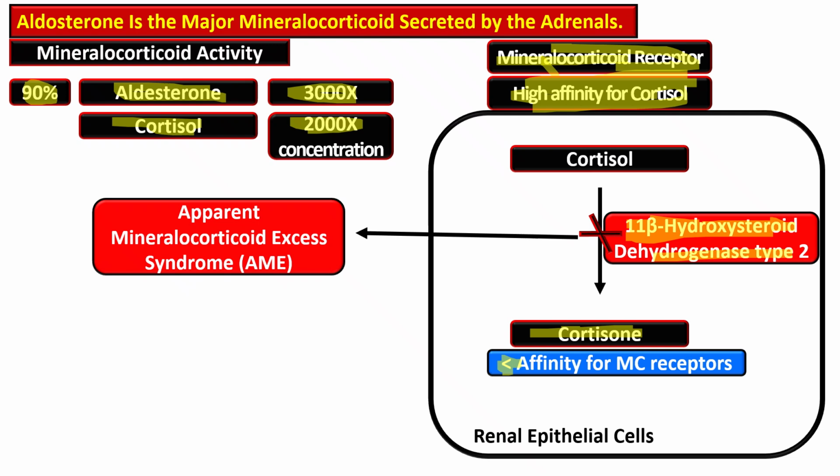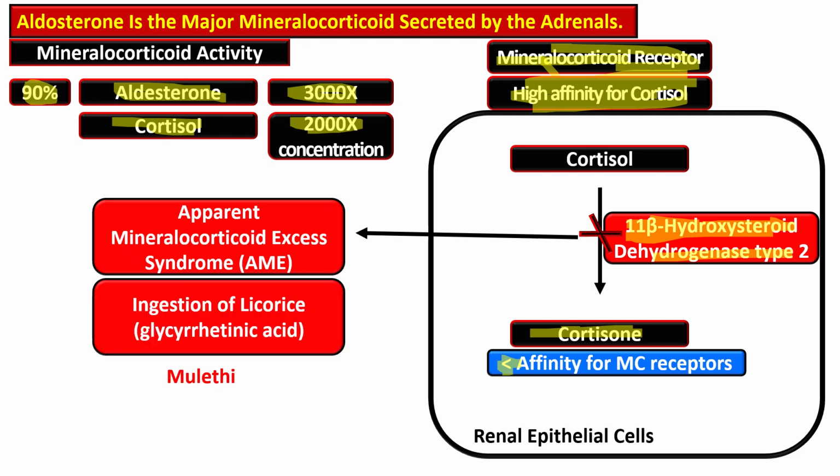So this apparent mineralocorticoid excess syndrome mimics aldosterone excess, but aldosterone is low and the cortisol is the actual culprit. The licorice, called mulethi, has glycyrrhetinic acid in it, and this glycyrrhetinic acid blocks this enzyme activity. So the person who ingests licorice in excess may develop symptoms like apparent mineralocorticoid excess syndrome.